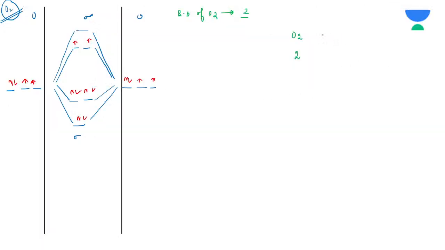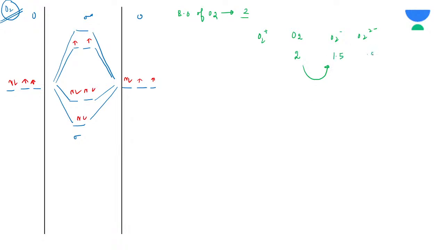We have to see for O2 plus, and we have to see for O2 minus and O2 2 minus. With an increase of electrons in antibonding, you are reducing the bond order by 0.5. Now, if you remove one electron from antibonding, you are increasing the bond order by 0.5. When we are moving from O2 to O2 minus, we are adding one electron in antibonding. If I'm adding one electron in antibonding, that means I'm reducing the bond order by 0.5. So bond order will be 1.5 definitely.